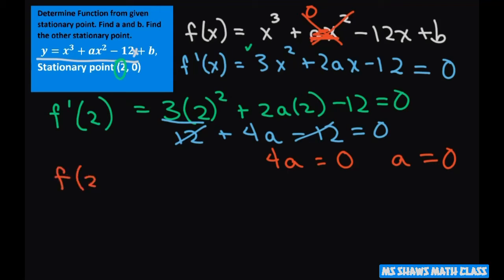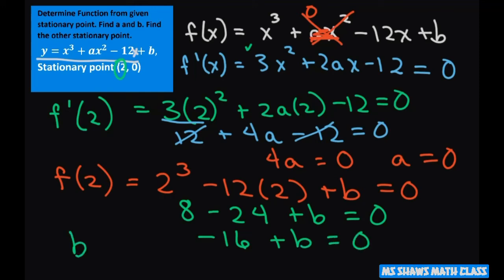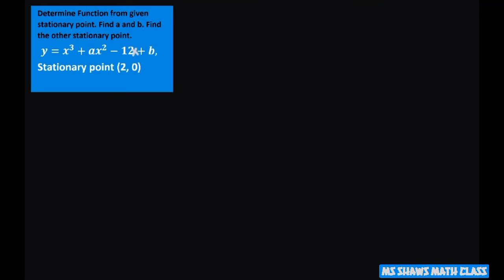So if we have f of 2, that gives me 2 cubed minus 12 times 2 plus b, and set that to 0. And that's going to give me 8 minus 24 plus b equals 0. So we get negative 16 plus b equals 0. Therefore, b equals 16. Now, I have my new equation. I don't have an a, and I'm going to plug in my b here. So now my new equation is f of x equals x cubed, again, a was 0, minus 12x plus your b, and your b was 16.